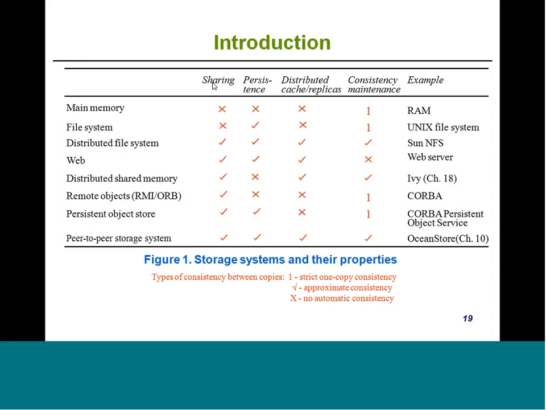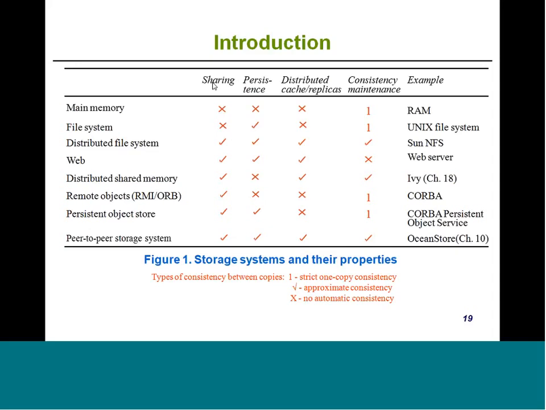The other one is the web, where again it has sharing, persistence. It also provides the distributed cache and or replicas, but it does not provide consistency. So when you do something and then come back, it may not be consistent anymore. A typical example would be a web server.